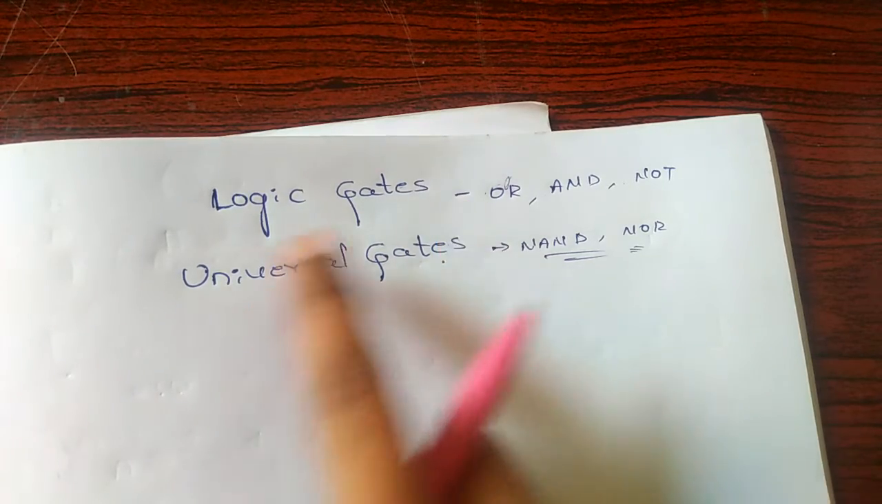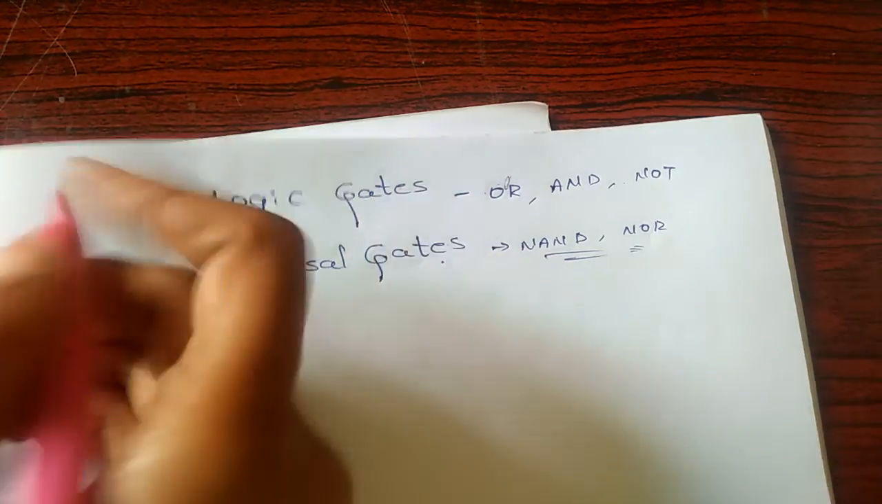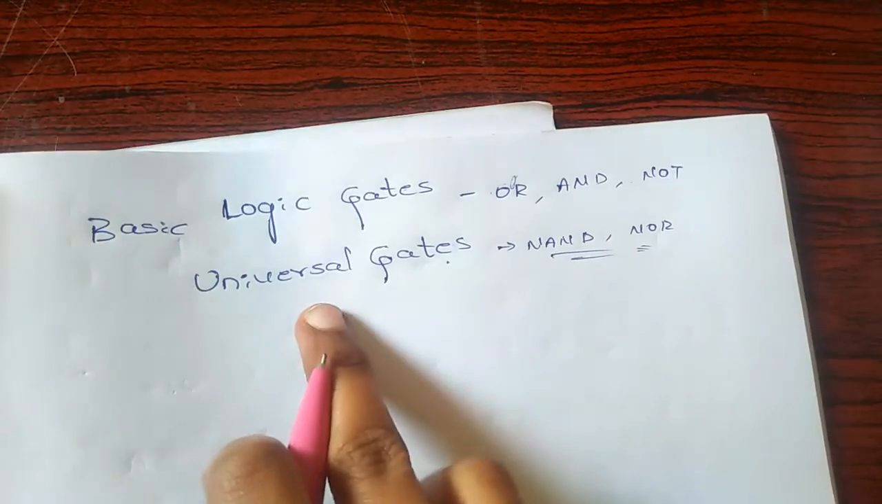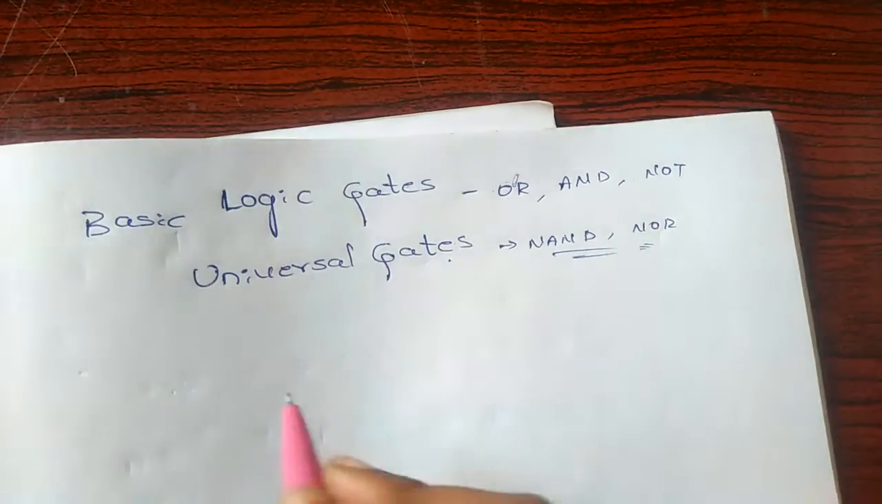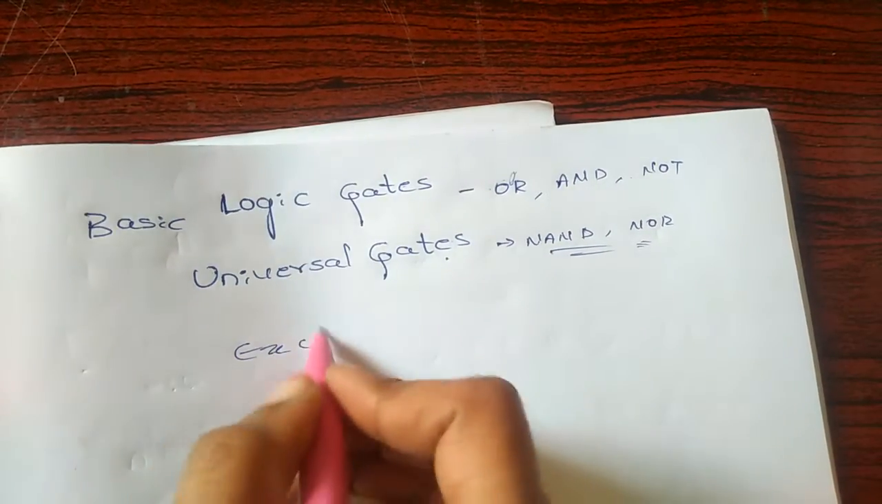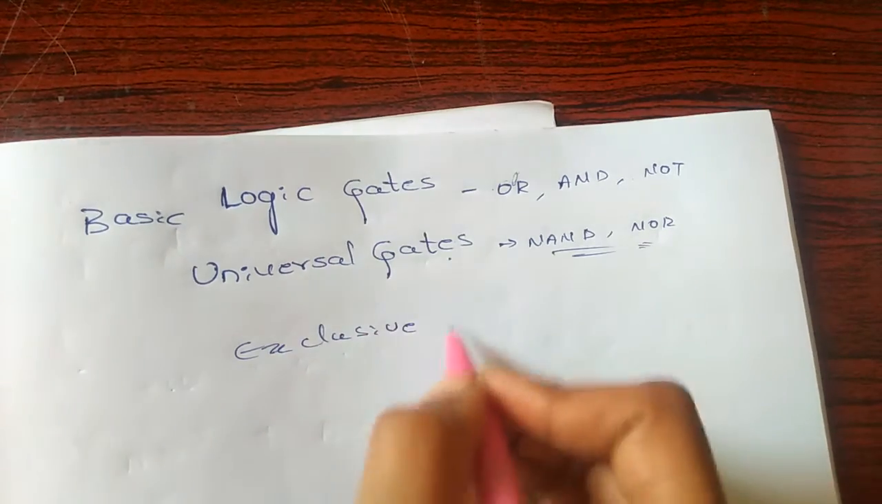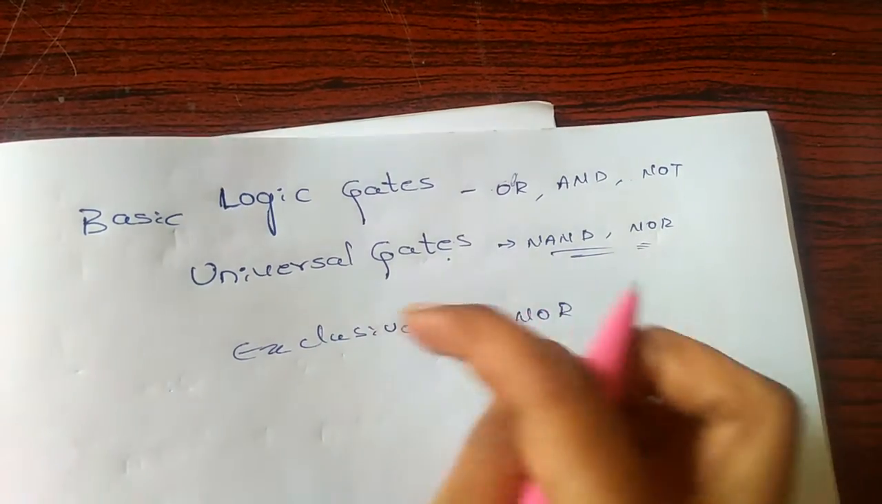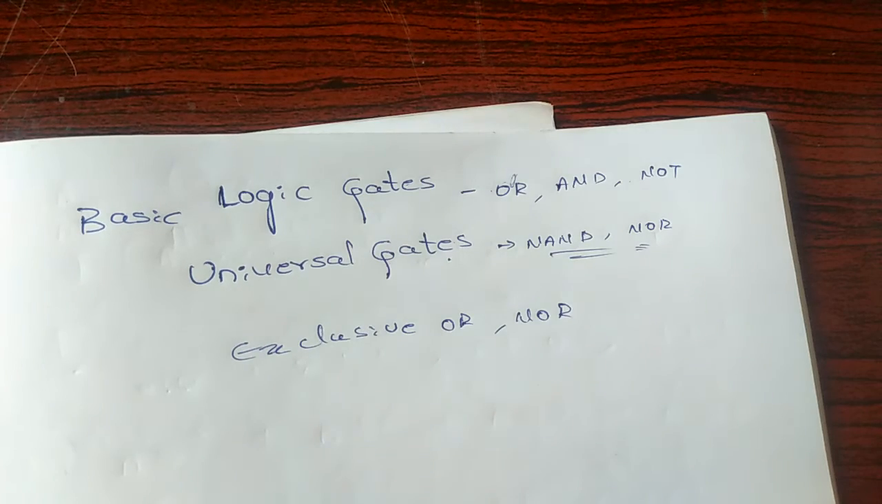These are the basic logic gates. Other than the basic logic gates and the universal gates, we have other gates, the exclusive OR gate and exclusive NOR gate. We will also discuss these in this class.